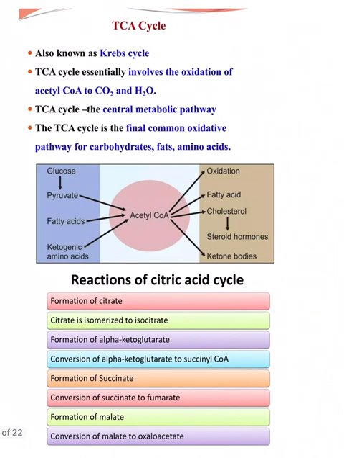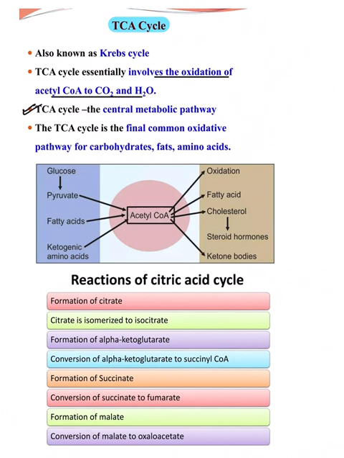First of all, the KREB cycle is also known as the tricarboxylic acid cycle. So basically what happens in the KREB cycle is the oxidation of acetyl coenzyme A to carbon dioxide and water. And this TCA is the central metabolic pathway. You see why we say so.